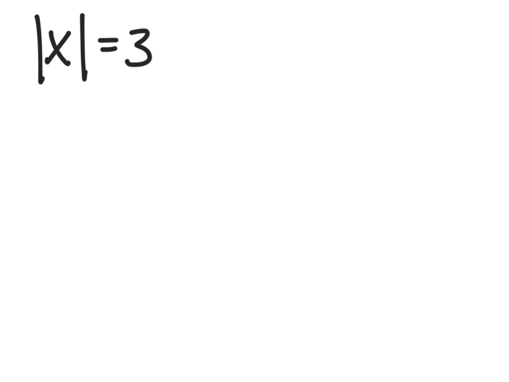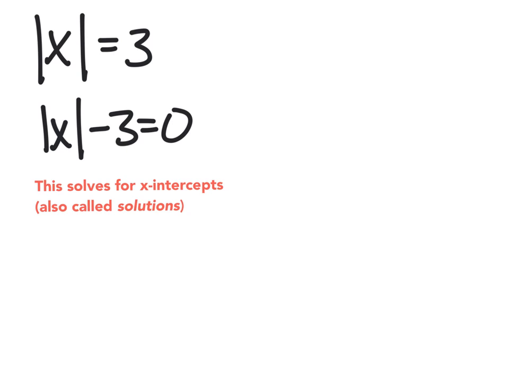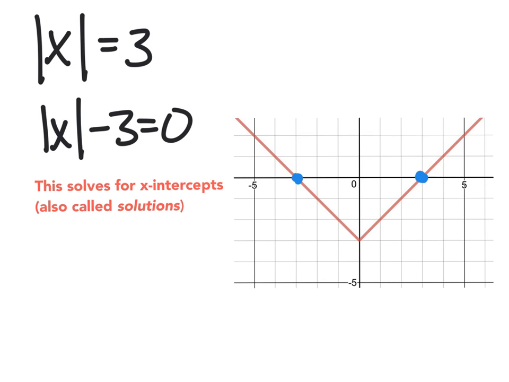Just to make some connection to what we're actually solving for, we can take this absolute value of x, subtract the 3, and set this equal to 0. When you set something equal to 0, you're solving for x-intercepts, which are also called solutions. Now this is an absolute value graph that's been shifted down 3. And let's look at where the x-intercepts would be. And look at that, just like we guessed on the page before, they are at negative 3 and 3. These are the two solutions to this absolute value. So let's look at it whenever it's a more complicated equation.